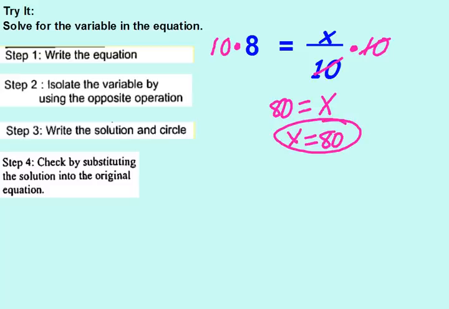And stick it back in the original equation. X divided by 10. So 80 divided by 10. 10 goes into 80 8 times. And that's what you had in your original equation, and that's your check step.